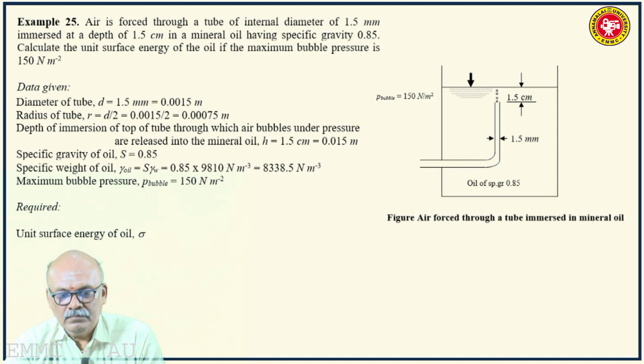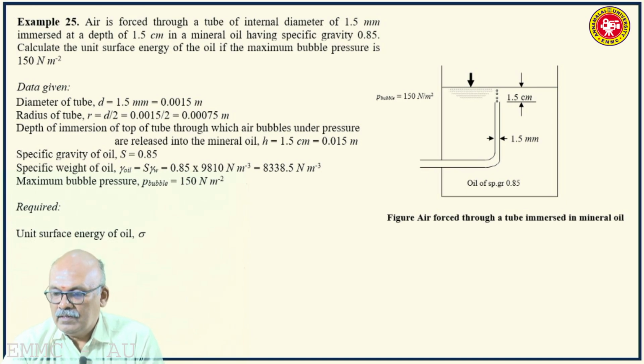Here is another problem. Air is forced through a tube of internal diameter 1.5 millimeters, immersed at a depth of 1.5 centimeters in a mineral oil having specific gravity 0.85. Calculate the unit surface energy of oil if the maximum bubble pressure is 150 Newton per meter square.